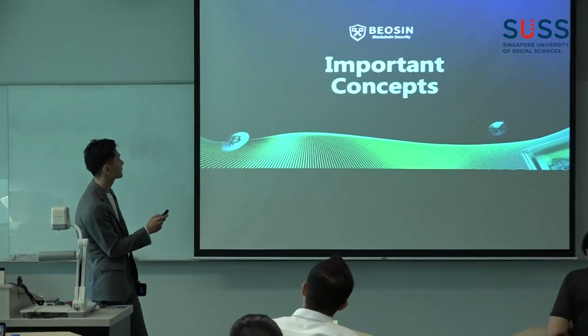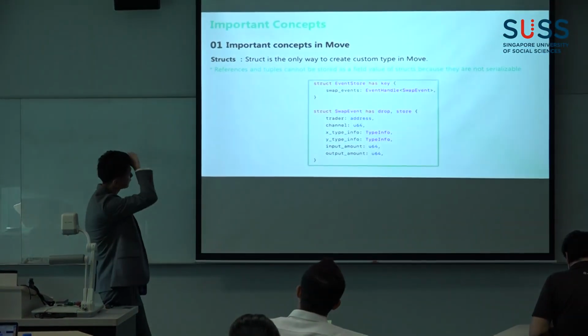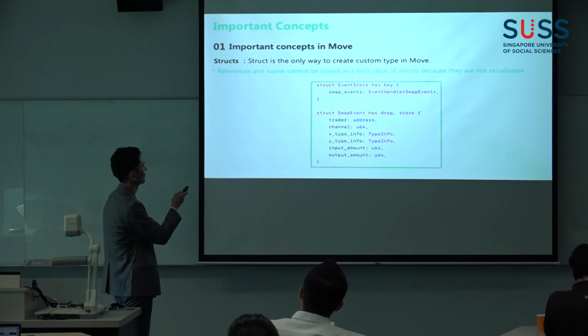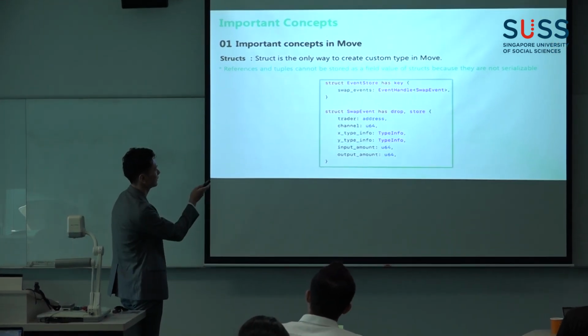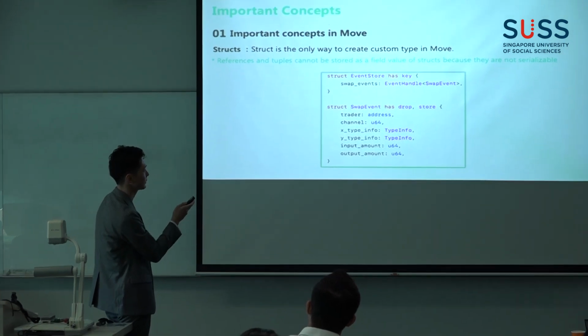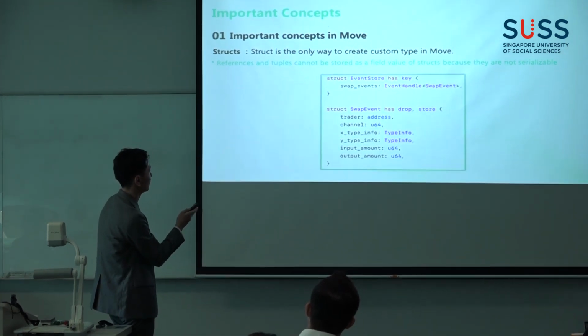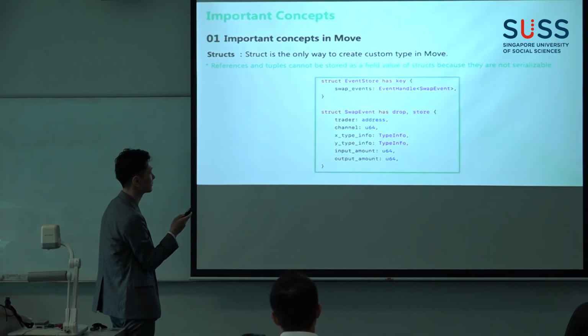Some important concepts. First we have struct. Let's take a look at the struct. It bears some similarities to the struct in Solidity, and it is the only way to create a custom type in Move.